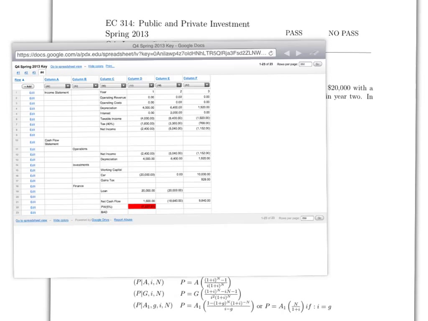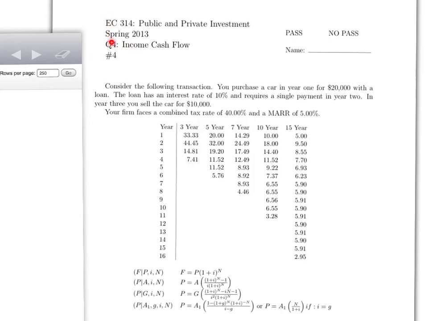So here's a quick explanation of essential question number 4, version 4 from the spring of 2013. I'm actually doing this during the summertime, so it is a little bit late. Here's one which is a compound transaction. It combines a purchase of a car, and it also has a relatively simple loan in it, and then it has you selling the car.